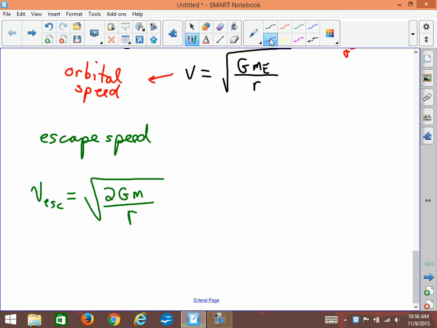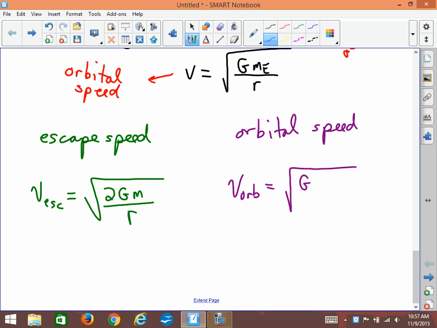Whereas orbital speed, which is the speed that you need to fall around an object and maintain an orbit, would be v orbit equals the square root of just GM over r. And the mass is the mass of the object you're orbiting, and the radius is your height above its center. Same thing here, the mass is the mass of the object you're escaping from, and r is the height above its center at which you are trying to escape from. So if you are on the surface of the Earth, that would be the r.